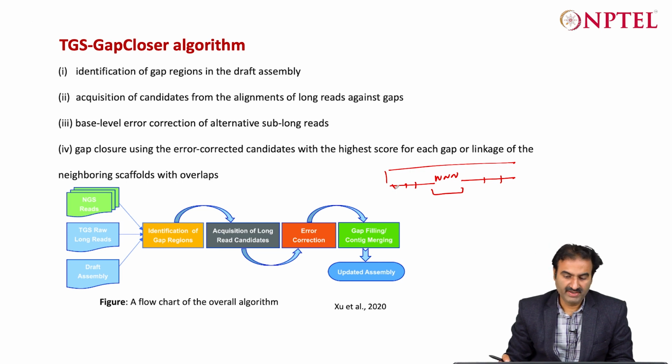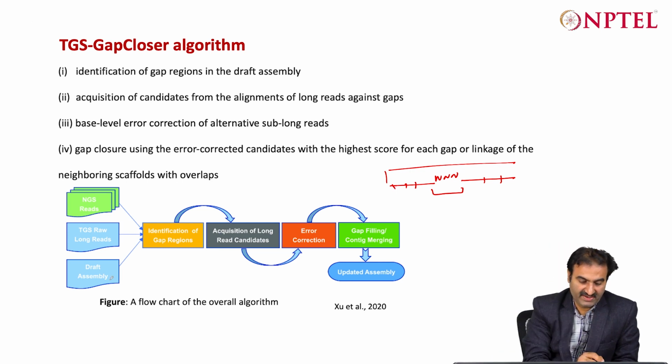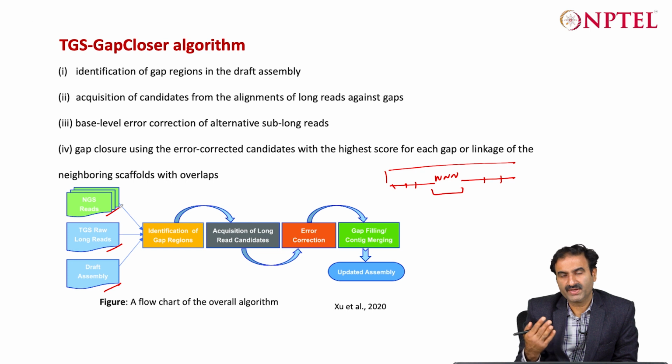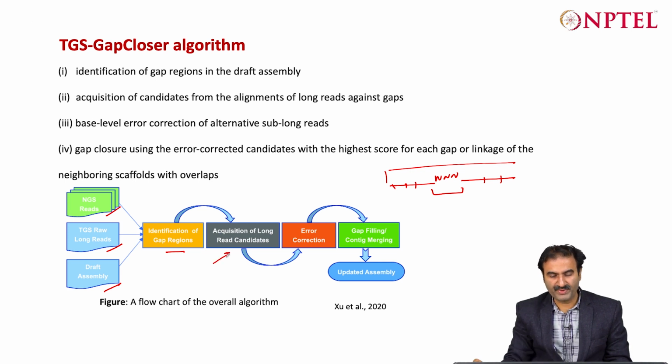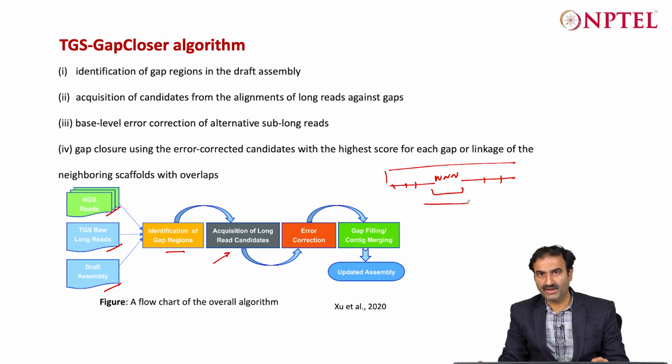So what it does is, first of all, it uses the draft assembly that you have already created, okay. It takes the raw long reads and raw short reads, okay. So all three things you already have because you are dealing with hybrid assembly: the short read data, long read data, and the draft assembly. Then it identifies the gap regions like this, okay, and finds the appropriate piece that can fit in that gap and fill it. Now that appropriate piece may contain errors, okay.